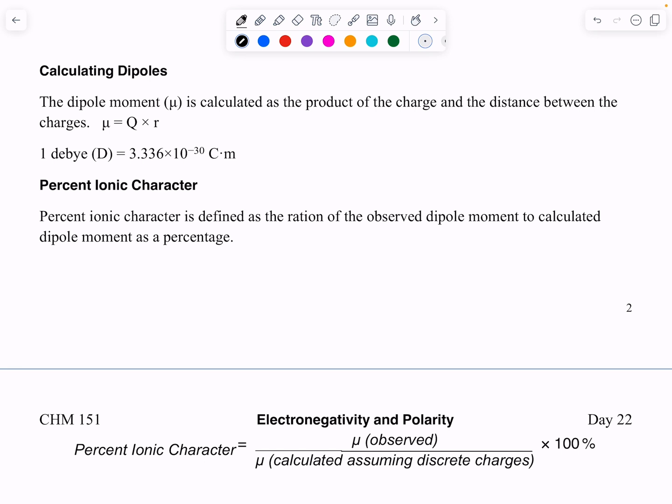And that's all we're doing for electronegativity and polarity. Is it polar? Is it not polar? Does it have polar bonds? Does it not have polar bonds? In the next video, we're going to talk about some exceptions to the octet rule.